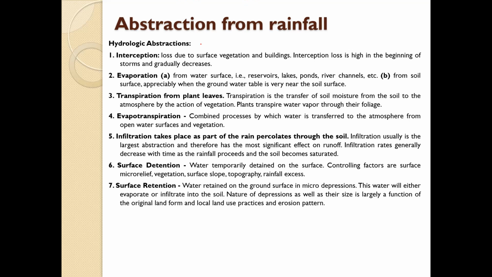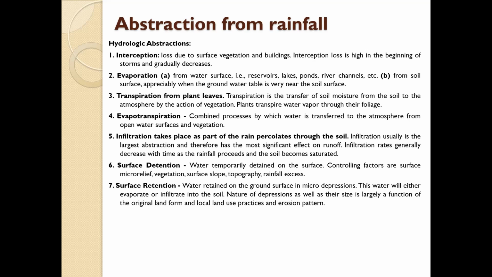Now, what are the abstractions from the rainfall? The hydrological abstractions are, first, interception loss due to surface vegetation and buildings. Interception loss is high at the beginning of storms and gradually decreases. Then evaporation, from water surfaces such as reservoirs, lakes, ponds, and river channels, and from the soil surface appreciably when the groundwater table is very near the soil surface. Then transpiration from the plant leaves. Transpiration is the transfer of soil moisture from the soil to the atmosphere by the action of vegetation.